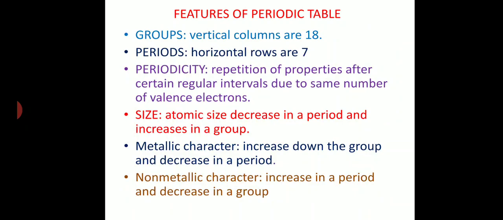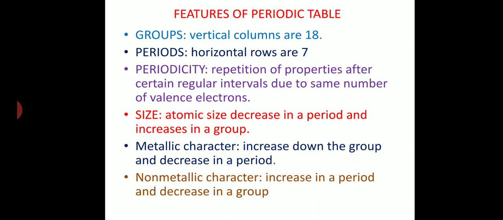Features of the periodic table. This table consists of 18 vertical columns known as groups and 7 horizontal rows known as periods. The elements placed in a group show similarity in properties. This is known as periodicity. Periodicity means repetition of properties of elements after certain intervals, 2, 8, 8, 18, 18, 32. They are known as magic numbers.